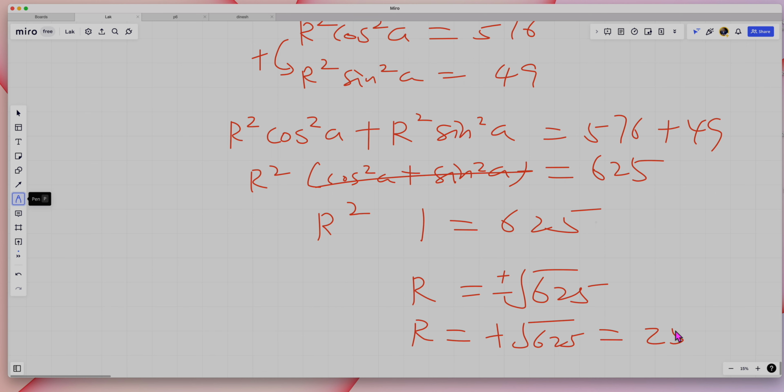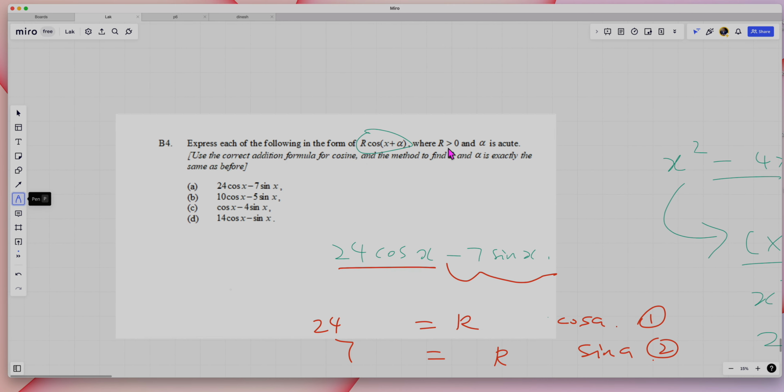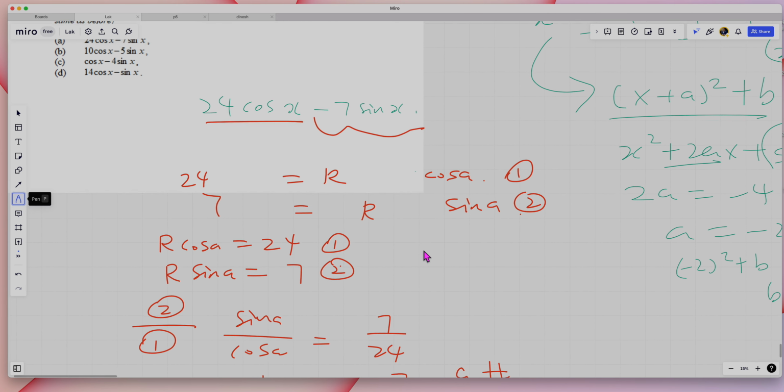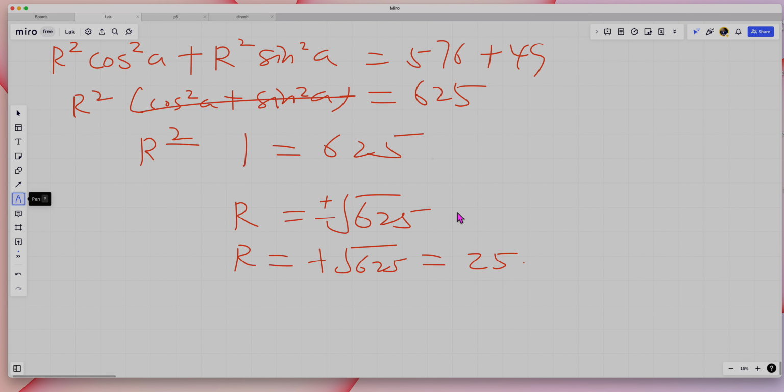You know why you have plus minus? Because of the even power. Let me see if there is any condition. They say R bigger than 0, so basically you reject the negative one, because R is bigger than 0.